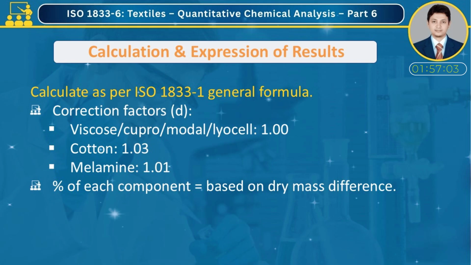Calculation and expression of results. Calculations follow the general principles described in ISO 18336-1. The correction factor, known as the d-value, is applied to adjust for any differences in the residual fiber mass. The standard specifies d equals 1.00 for viscose, cupro, modal, or lyocell, 1.03 for cotton, and 1.01 for melamine. The percentage composition is determined from the corrected dry masses of each component.